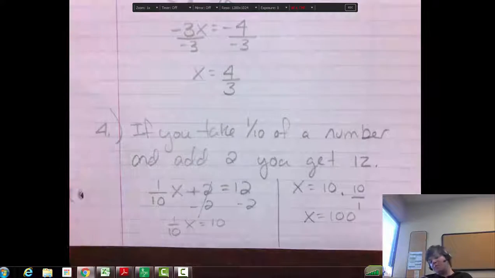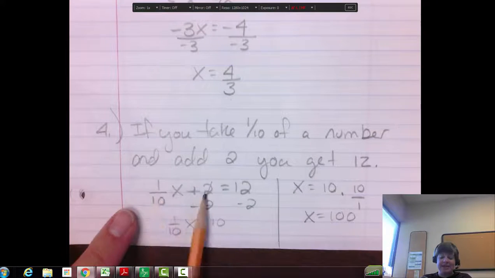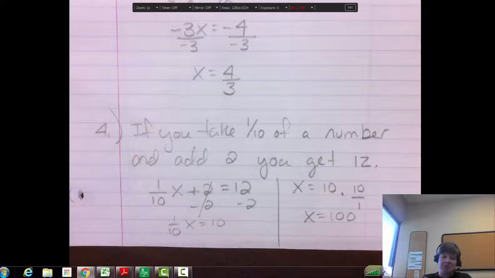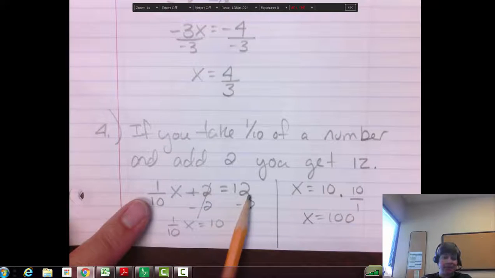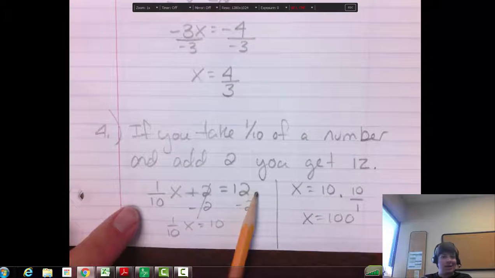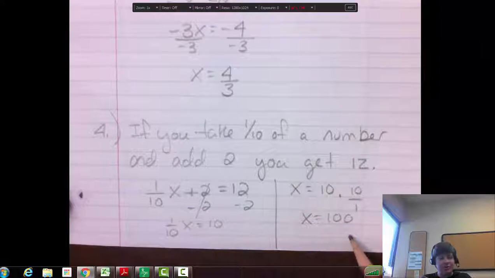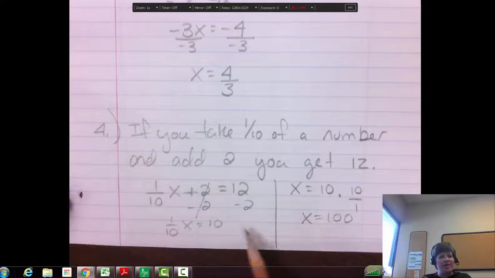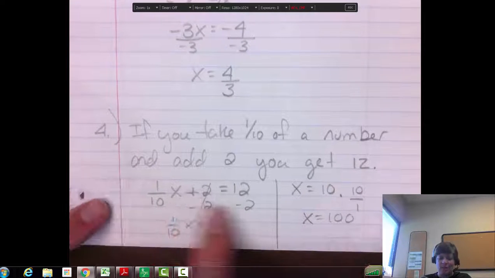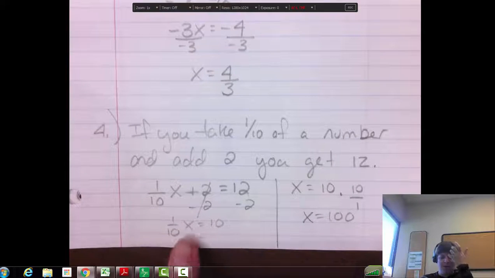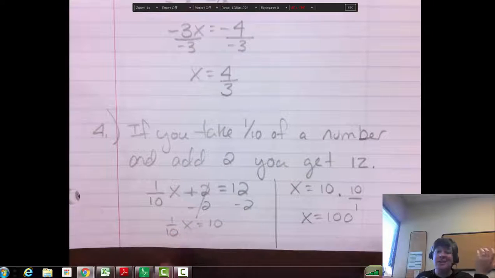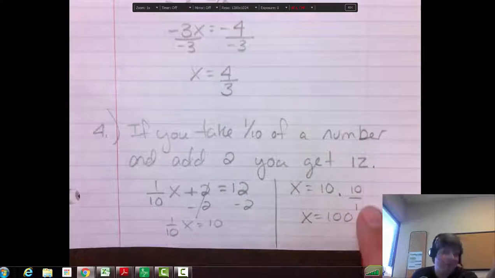Okay, so I could have times by 10 on each of these terms. That would have worked. I would have had x plus 20 equals 120. I would have minus the 20 and I would have got 100. I got 100. So you can still work with fractions, especially if it's got whole numbers in there too, and then you just have to flip. So if the only fraction is by the x, it's not too hard because you just flip it and multiply.